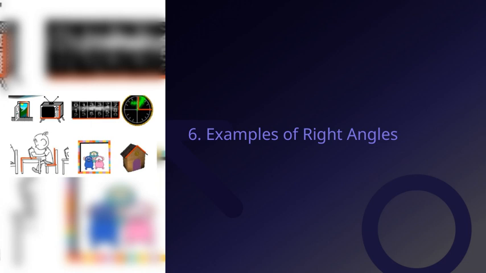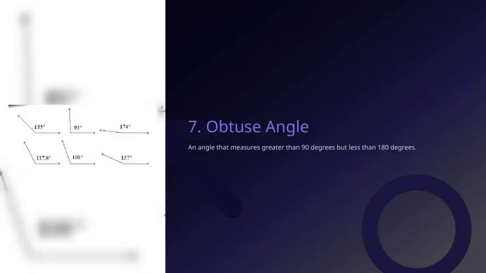These examples help us understand that right angles are not just a mathematical concept. They are a fundamental part of the structures and objects we interact with daily. Recognizing these right angles in the world around us reinforces their importance and helps us see geometry in a new light. Now, let's move on to the next type of angle, the obtuse angle.